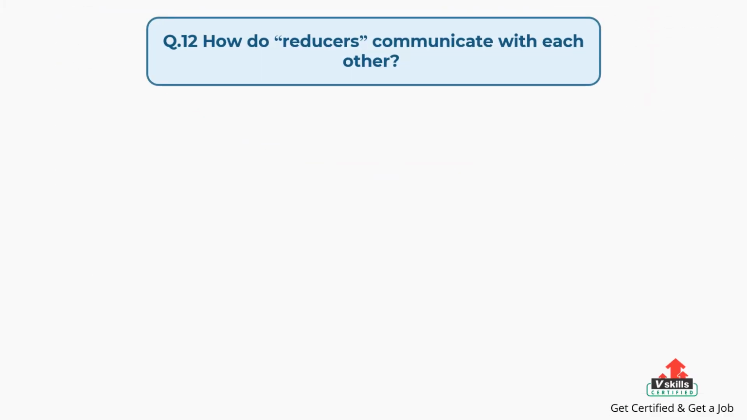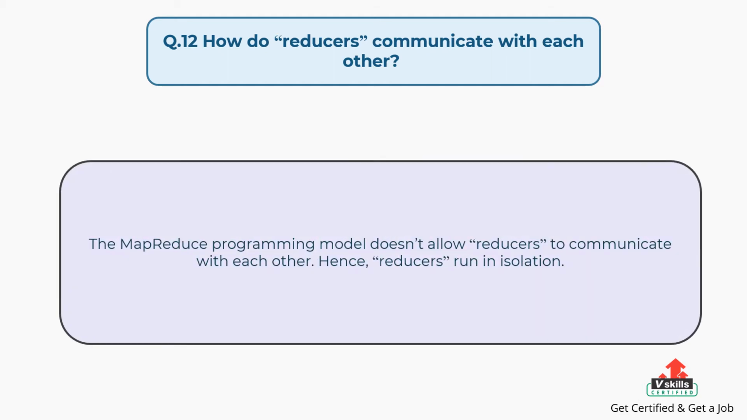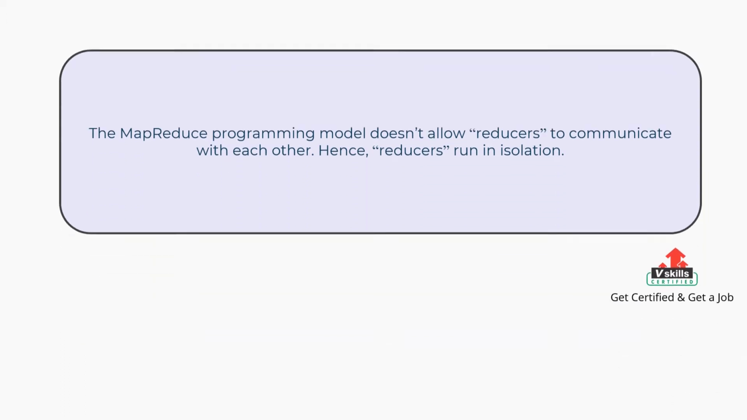Question number 12. How do reducers communicate with each other? The answer is, the MapReduce programming model doesn't allow reducers to communicate with each other. Hence, reducers run in isolation.